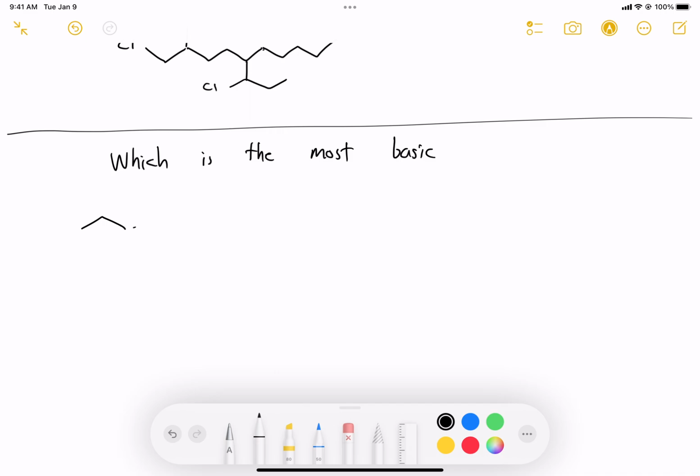I have ethanol. I have CH3O minus. CH3 minus on the carbon atom. OH. Well, I just drew that. Why did I draw that again?